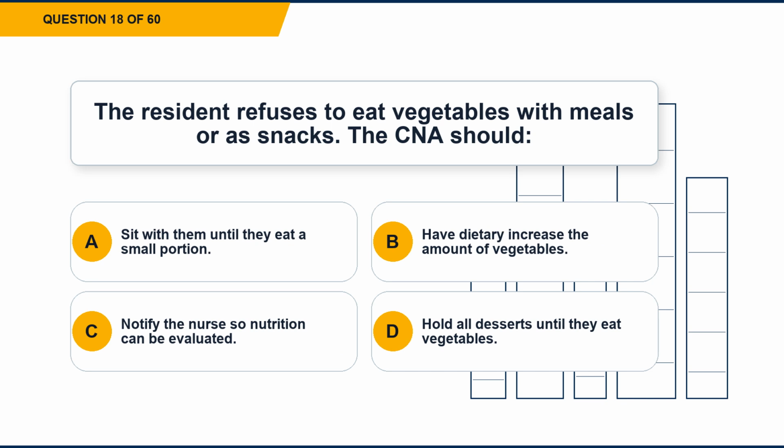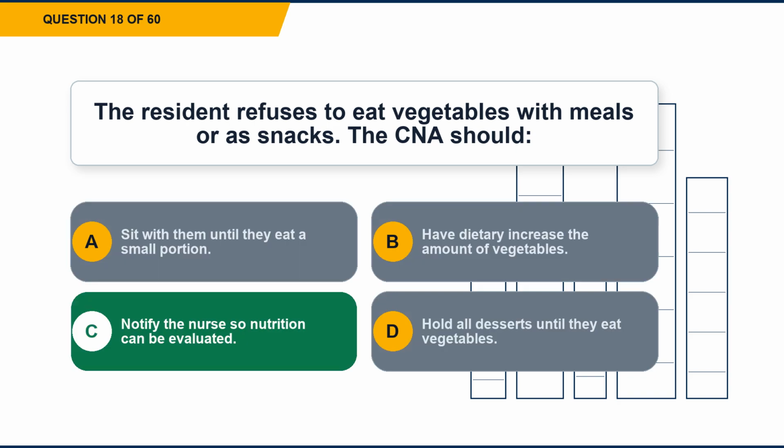Question 18. The resident refuses to eat vegetables with meals or as snacks. The CNA should. Option A. Sit with them until they eat a small portion. Option B. Have dietary increase the amount of vegetables. Option C. Notify the nurse so nutrition can be evaluated. Option D. Hold all desserts until they eat vegetables.